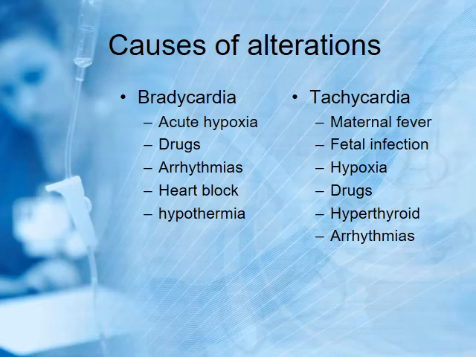The causes of these changes: with bradycardia, if there's acute hypoxia, the heart rate is going to slow. Drugs can do that. Cardiac arrhythmias of the baby, heart block, and hypothermia. Tachycardia will happen with maternal fever, fetal infection, low oxygen as well, drugs, hyperthyroid, and then cardiac arrhythmias. But just realize the maternal fever is the most common cause of tachycardia.